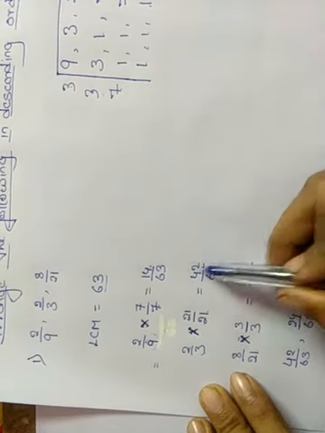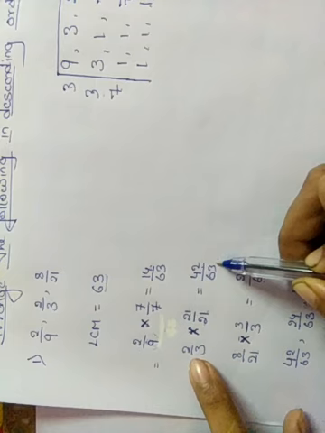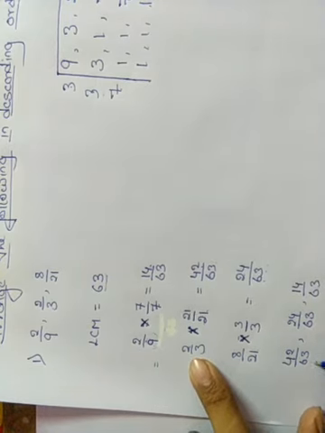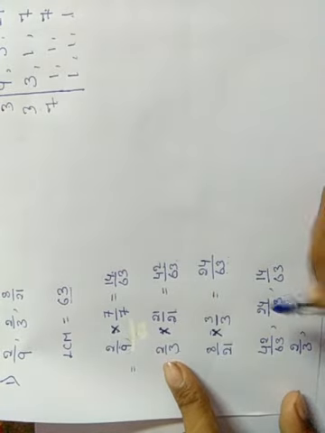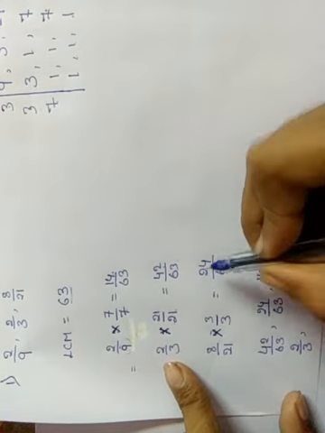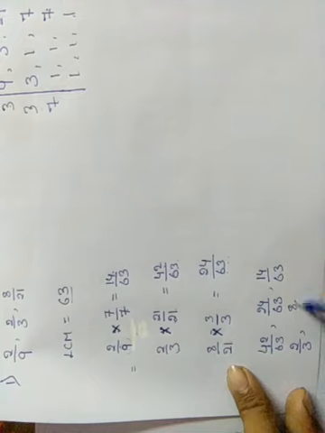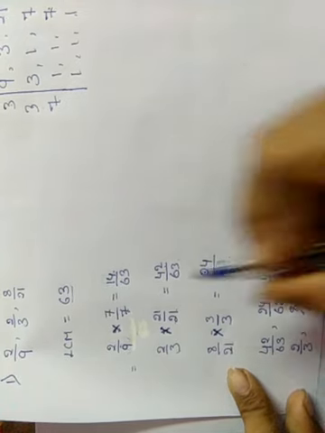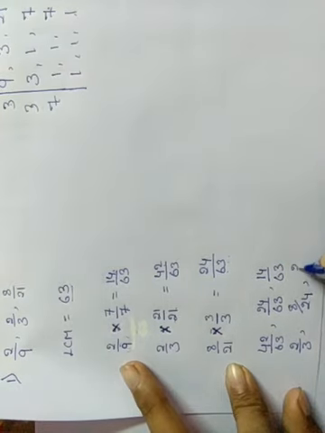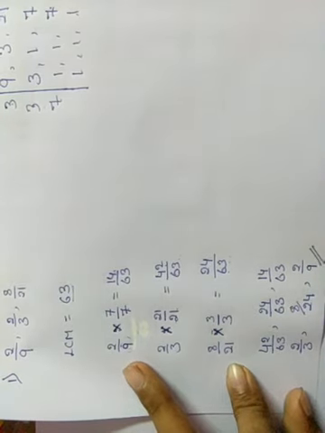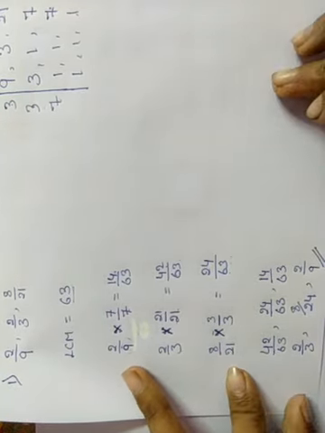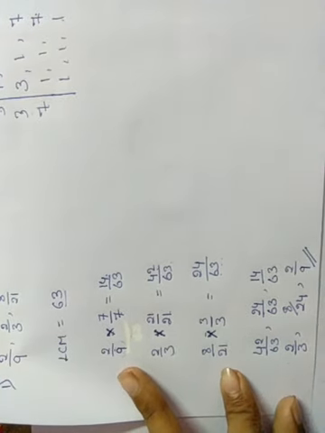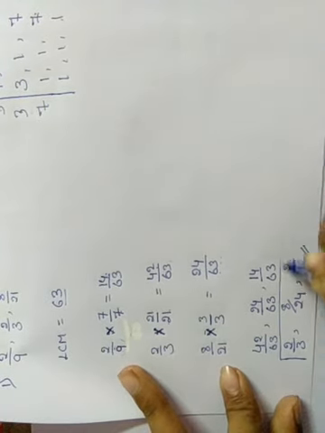Here 42 divided by 63 means what? 2 divided by 3. 2 divided by 3, comma. 24 divided by 63 means 8 divided by 21, comma. 14 divided by 63 means 2 divided by 9. We arranged in descending order, right? This is the required answer.